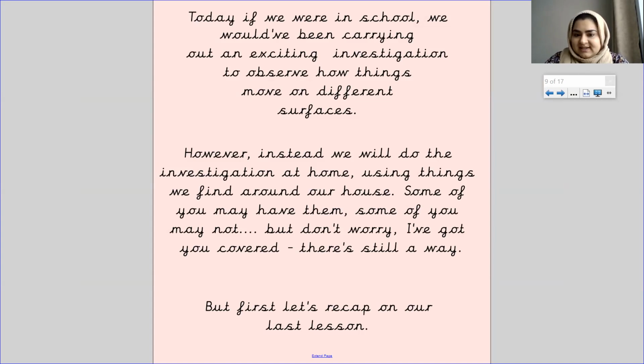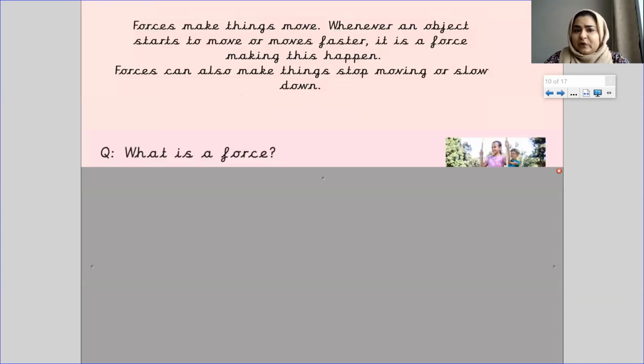Before I start teaching you about friction and its effects on surfaces, let's recap on our last lesson. Forces make things move. Whenever an object starts to move or moves faster, it is a force making this happen. When something moves, whether it's fast or slow, it's a force that's doing it. It's a force, which is a push or a pull. Forces can also make things stop moving or slow down.